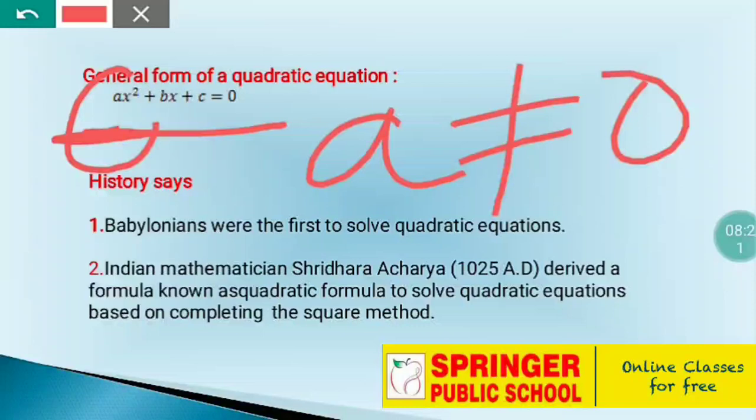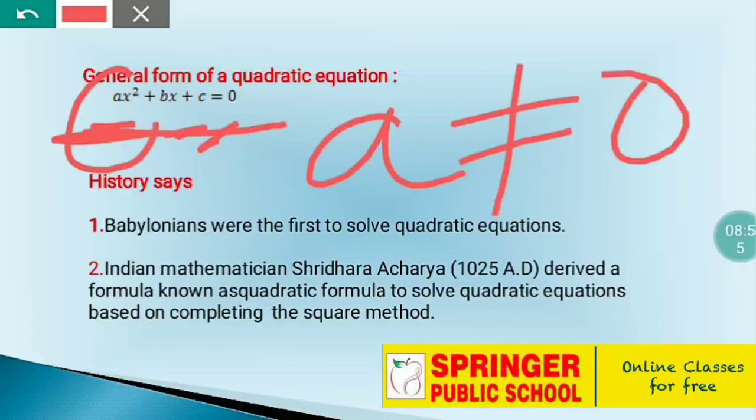However, if b becomes 0, this term of bx will not be there. Doesn't matter, ax square is there, the highest power is 2, so it's still a quadratic polynomial. Even if c becomes 0, then this term will not be there, but still ax square will remain. And if ax square remains, the highest degree of the variable is 2, and it will remain a quadratic polynomial. So students, the general form of quadratic equation is ax square plus bx plus c is equal to 0, where a cannot be equal to 0.